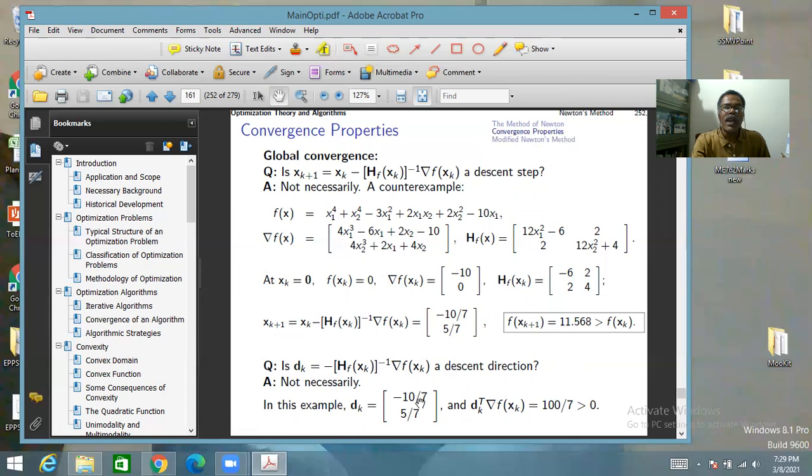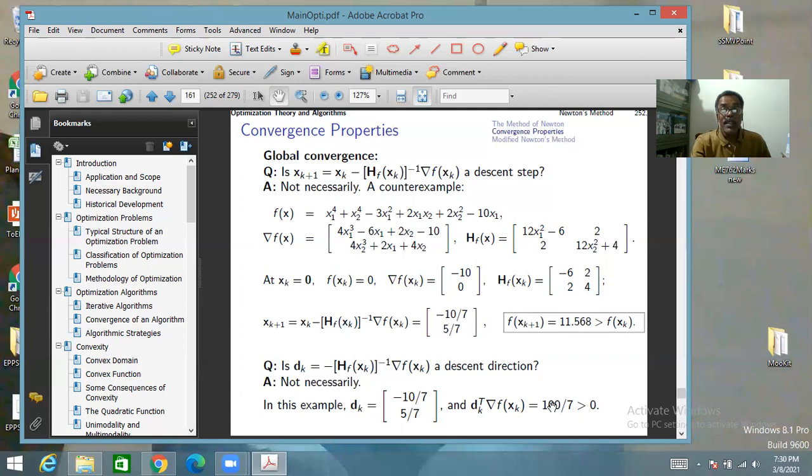Dk is this. And with dk, if you take the inner product with the gradient, which is this, then you see minus 10 by 7 into... it should be 100 by 49, not 100 by 7. Okay, no, the gradient is minus 10, so this is fine. So minus 10 into minus 10 by 7, that is 100 by 7, positive. Plus 5 by 7 into 0, that is 0.